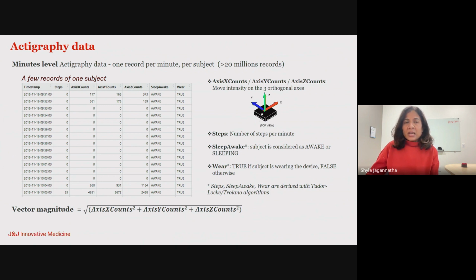I know we had several endpoints, but for what I'm going to show you, we just wanted to approach it with something that doesn't use any thresholds, it doesn't use any cut points. We just wanted to look at the vector magnitude per minute, which is defined as the square root of the sum of squares of these 3 XYZ axes. It's very commonly used and calculated. Okay, next slide.